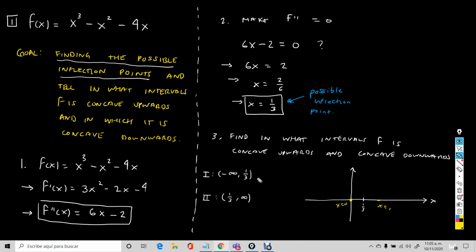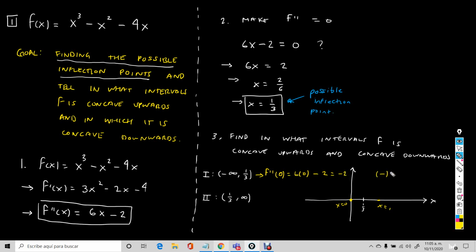Over this interval, I'm going to evaluate the second derivative at 0. So fb prime of 0 is going to be equal to 6 times 0 minus 2, and that's equal to minus 2. One more time, we really don't care about the number, in this case 2. We care about the sign. It was negative.